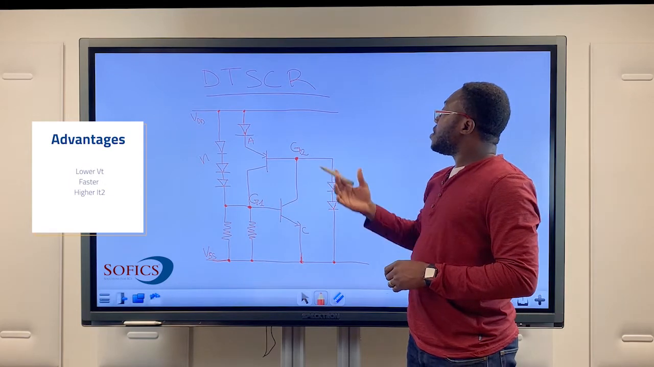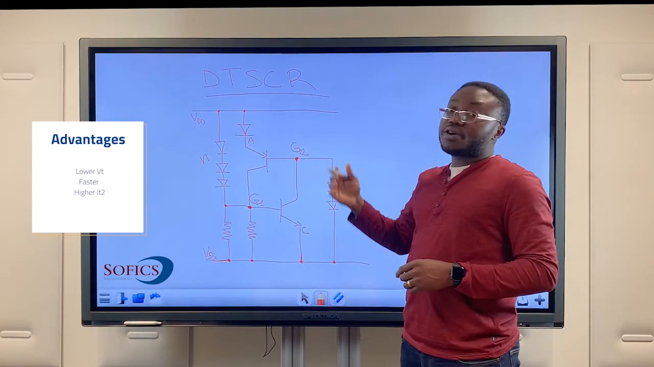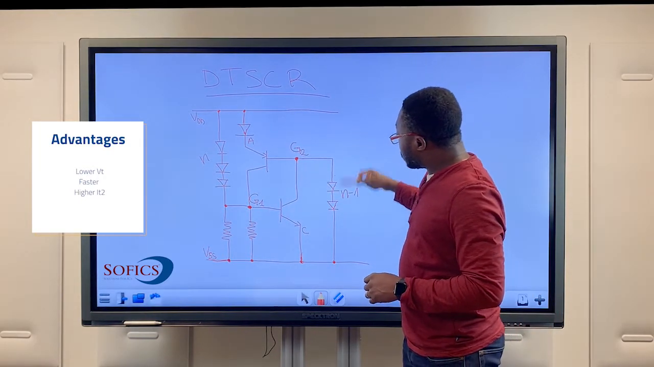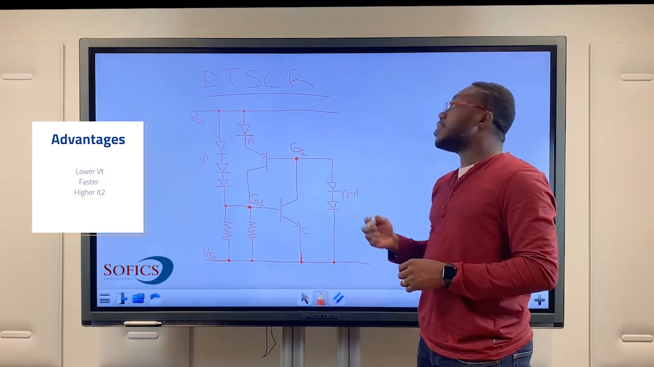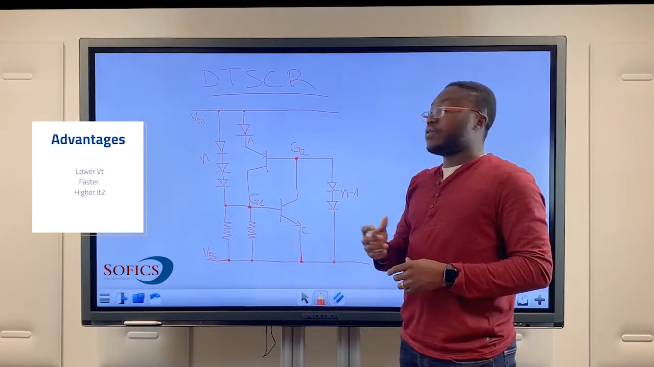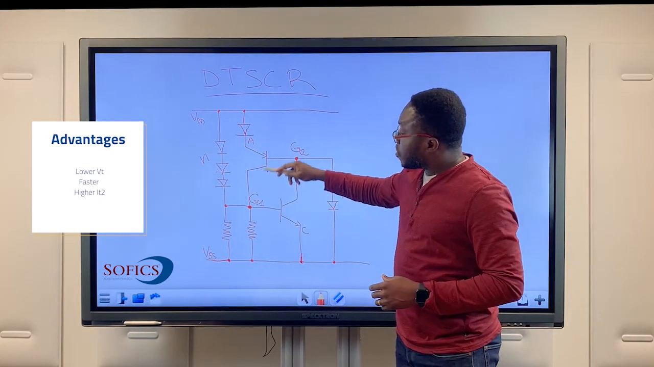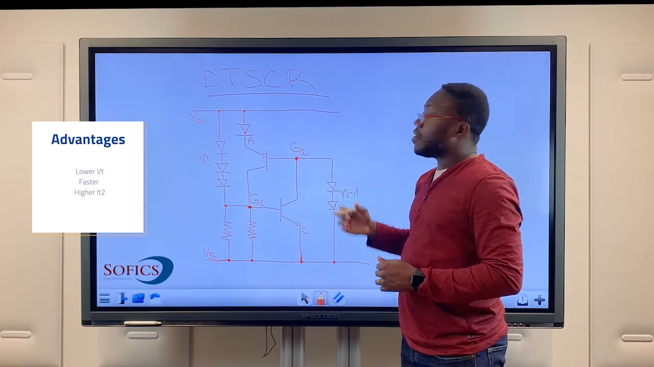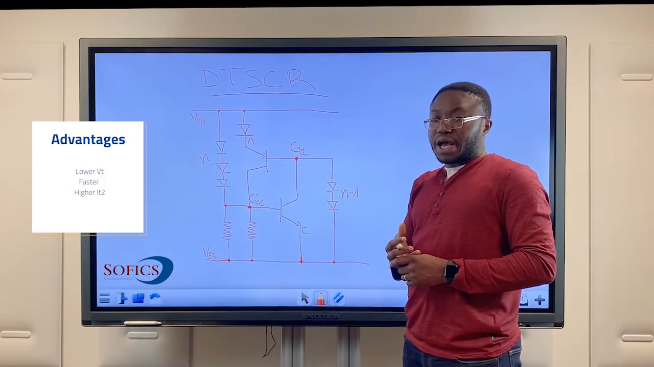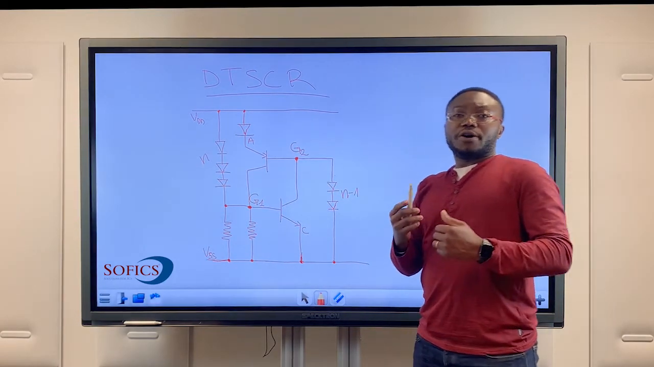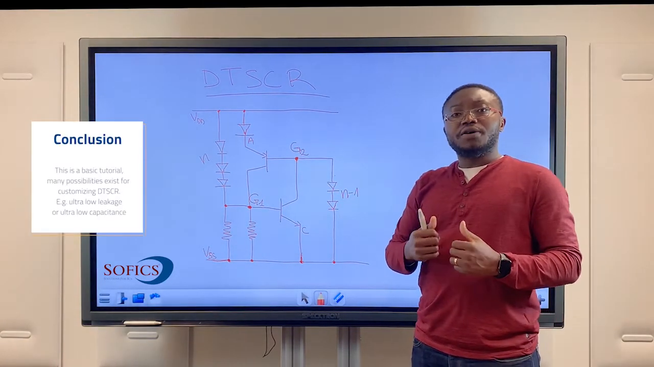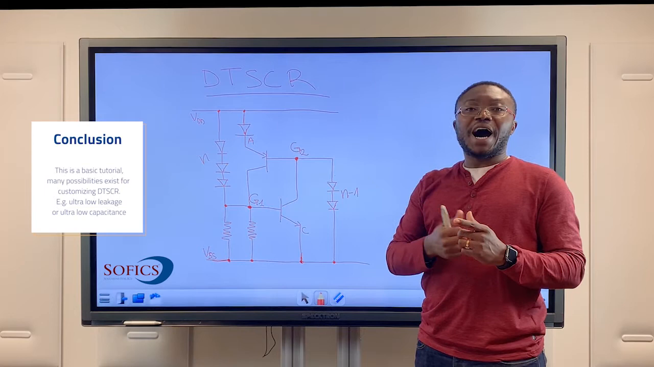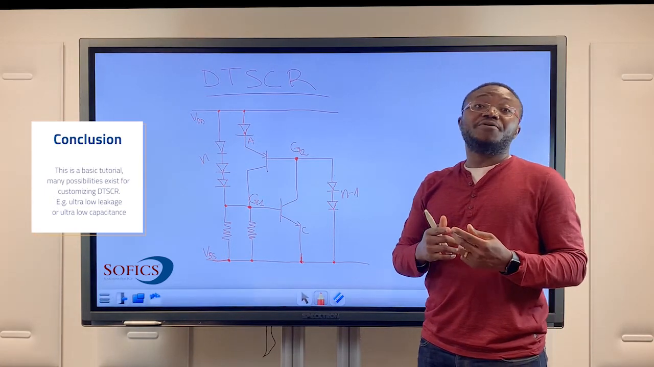The final advantage of a DTSCR is its higher failure current. This is mainly related to the fact that the diodes in the trigger chain act as a secondary ESD current path during the time when the SCR is not yet latched up, and in that way the DTSCR has a higher failure current. So to summarize, we've seen why we need SCRs, why we need DTSCRs, how they work, and what are their main advantages.